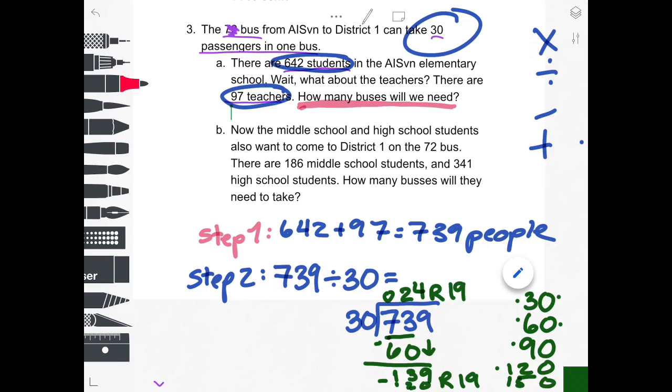But I have to go back and answer the question really carefully, because this is saying I have 24 buses full of people, but 19 extra people. So I have 24 full buses plus 19 extra, so we can't leave those behind, so we have to add one more bus. So my answer is 25 buses.